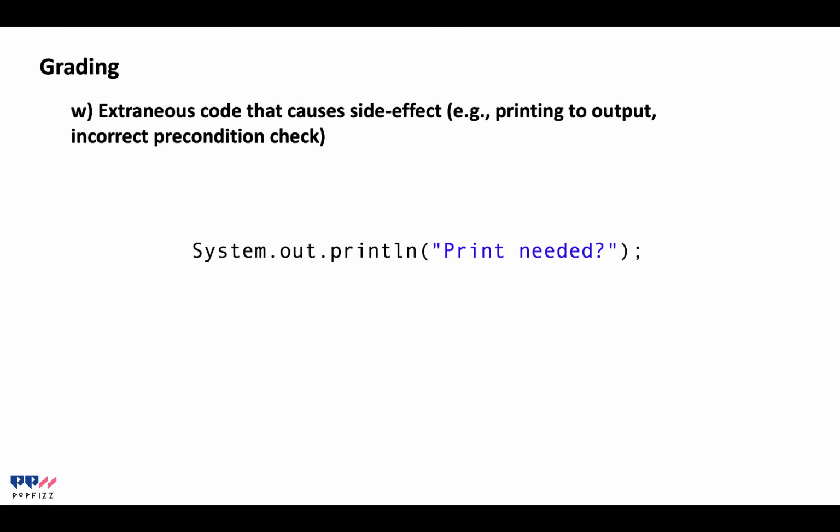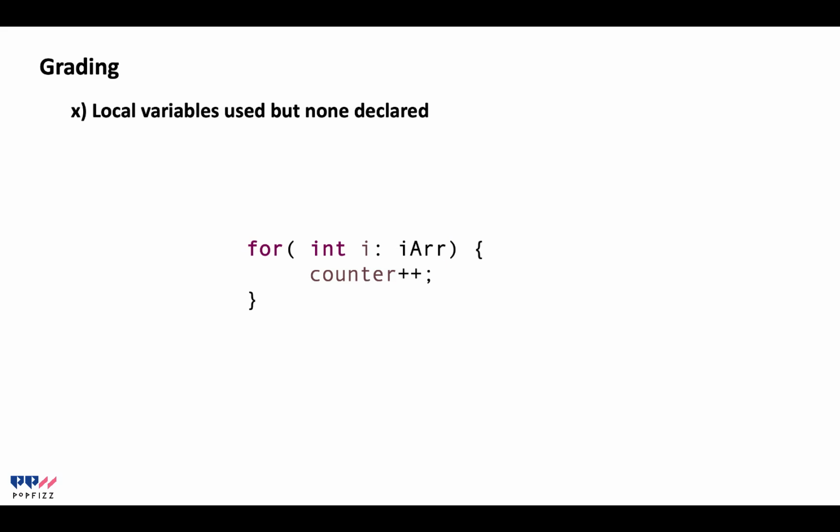Next, extraneous code that causes side effects, such as printing to output, or an incorrect precondition check. There is no need to print anything when you're writing this out on a piece of paper, right? So simply put, don't do anything that is not required. Next, local variables used but not declared. Here's an example. Let's say that integer i and int r are all declared, except for a counter. That will take off a point. So make sure to always declare your local variables.